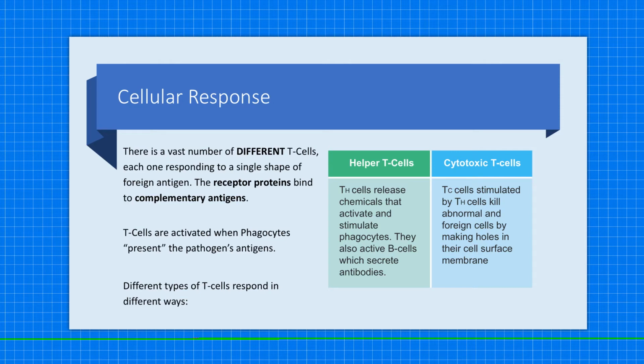There are many different types of T cells, but in the AQA spec they want you to know about helper T cells and cytotoxic T cells. TH cells, helper cells, release chemicals that activate and stimulate phagocytes. They also activate B cells, which then secrete antibodies. Cytotoxic T cells, on the other hand, are stimulated by T helper cells to kill abnormal and foreign cells by making holes in their cell surface membrane.